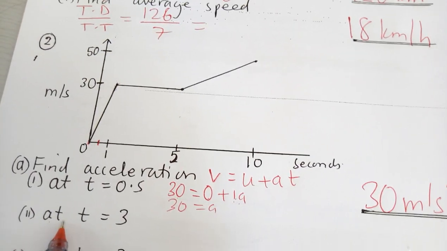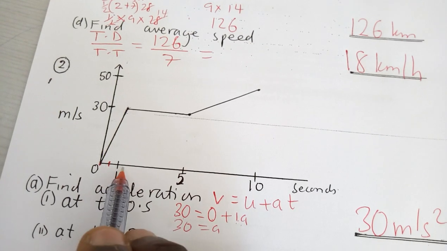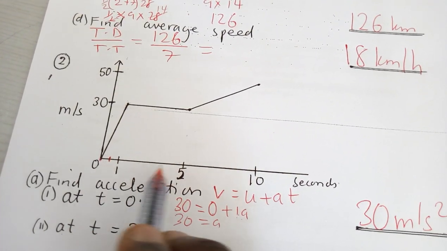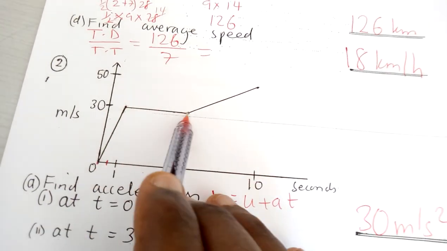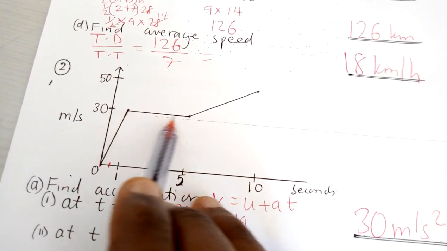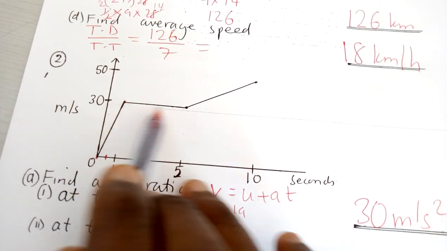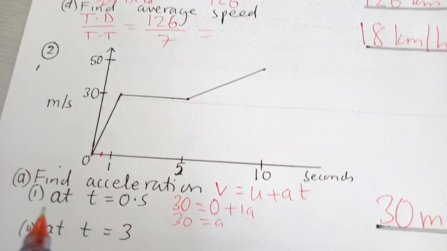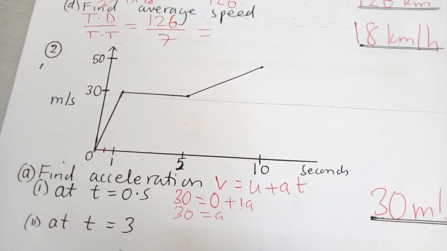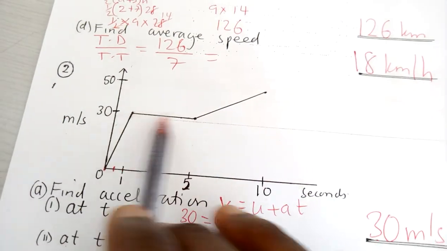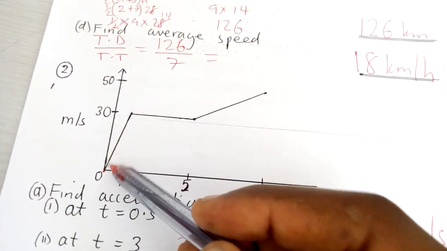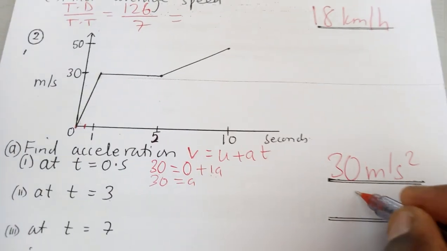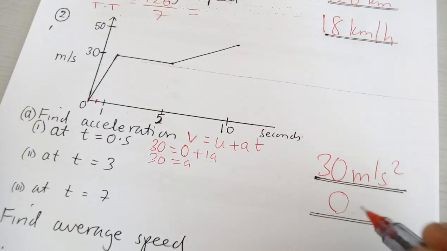Find acceleration at time 3. When you check closer, time 3 will be between 1 and 5. If time 3 is between 1 and 5, at that same position, the movement is at constant speed. There is no accelerating. And if there is no accelerating, it's automatically acceleration 0. So we shall not waste our time. Here is constant speed. Hence, our acceleration there will be 0.